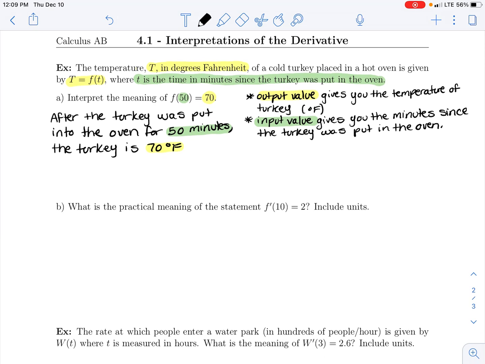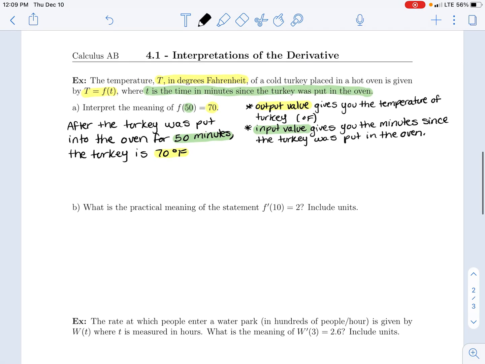Now this brings us to some calculus. I'm asking you, what's the practical meaning of the statement f prime of 10 is equal to 2? I'm asking you what the derivative of this function means when I plug in 10 and I get 2. Now let's go back up here.